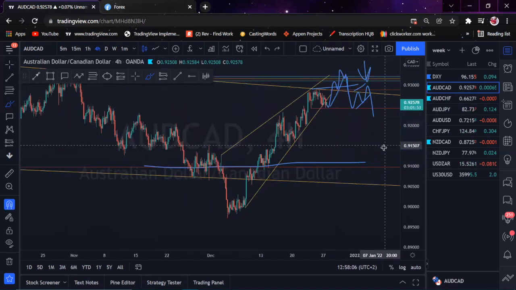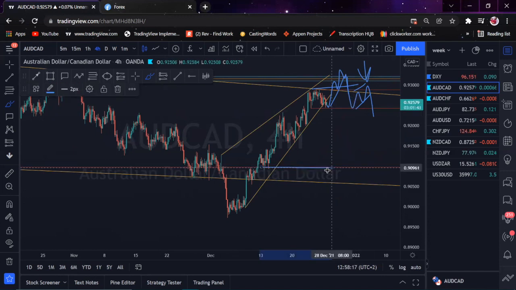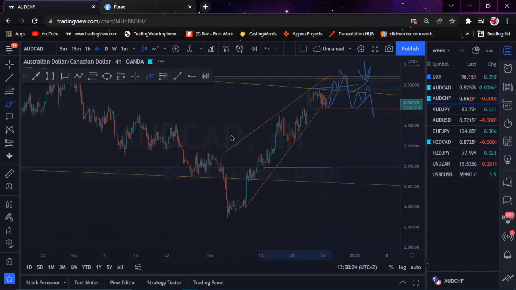So looking at our structure here on AUDCAD, guys, for this week, we're going to be looking for our sell bias structure to basically play out and give us a beautiful sell bias setup to these support structures over here. So nice, beautiful sell bias, guys, over the course of next week or this week on AUDCAD. Let's go into some Aussie Swiss franc.